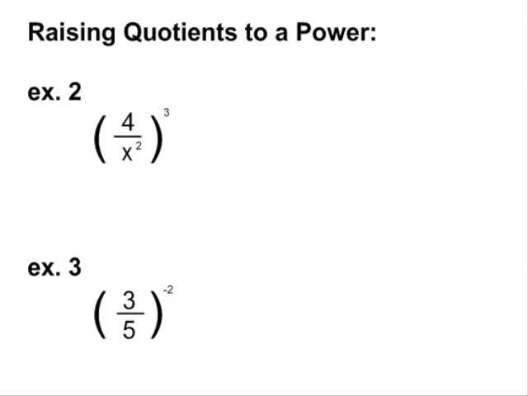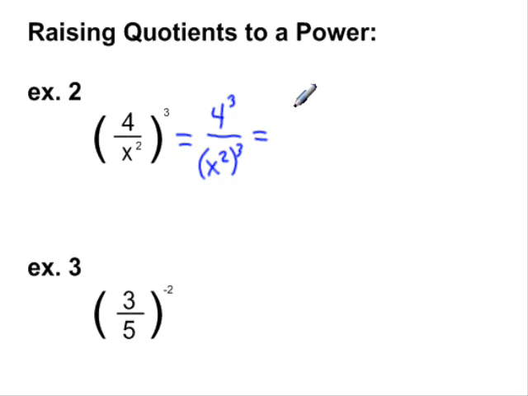So in this case, our example 2 and 3, we now have fractions that are being raised to exponents. And the first thing that we need to do is just understand what that means. This is talking about 4 over x squared, cubed. So an easy way to think about this is you're taking the numerator and raising it to the power that's outside. So that's going to be 4 to the 3rd, and the denominator will be x squared raised to the 3rd power.